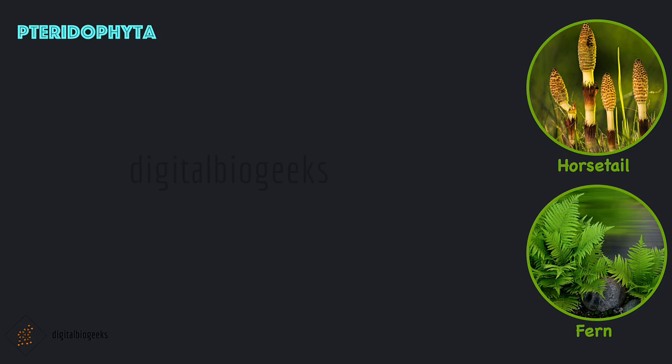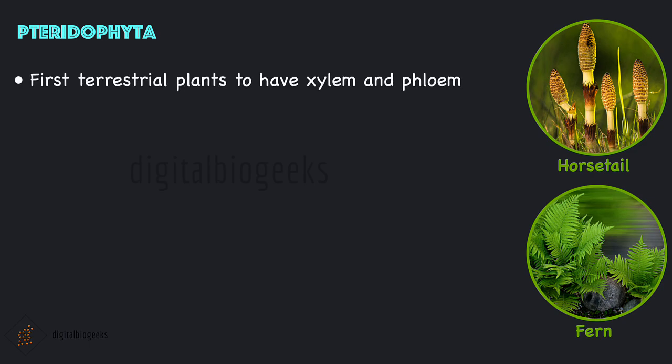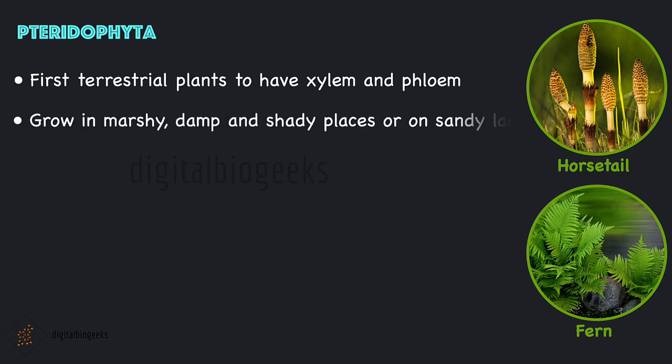Now comes the next subgroup in the plant kingdom, the Pteridophyta. Examples are horsetails and ferns. They are the first terrestrial plants to have xylem and phloem. They are the vascular tissue. Similar to bryophytes, they also grow in marshy and damp, shady places. However, some grow in sandy soil as well.